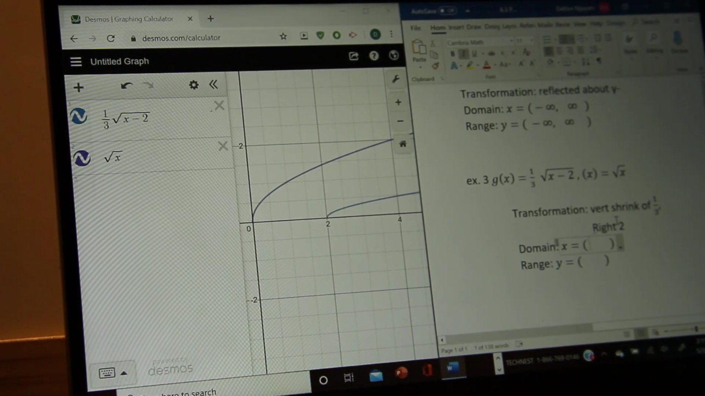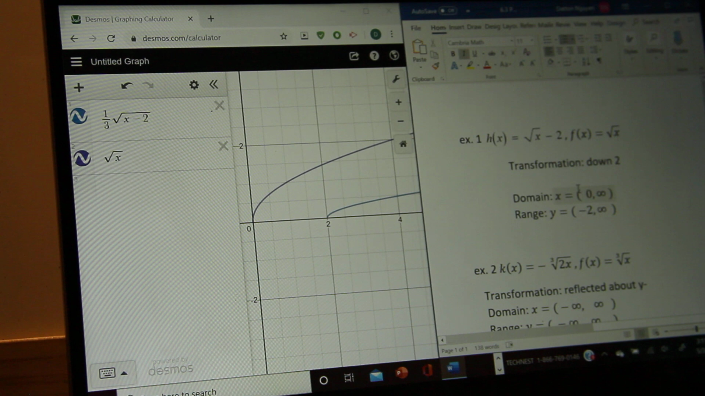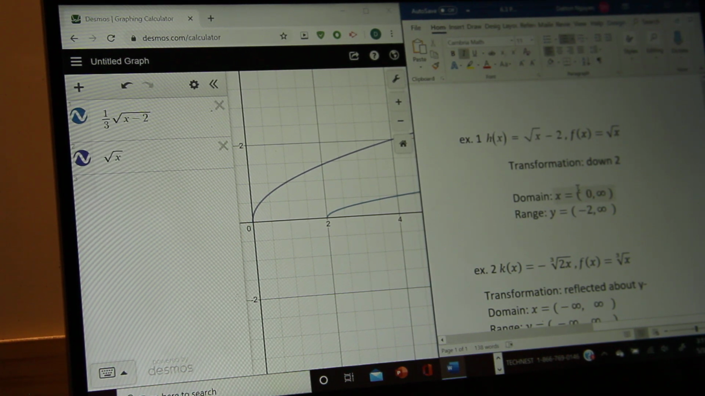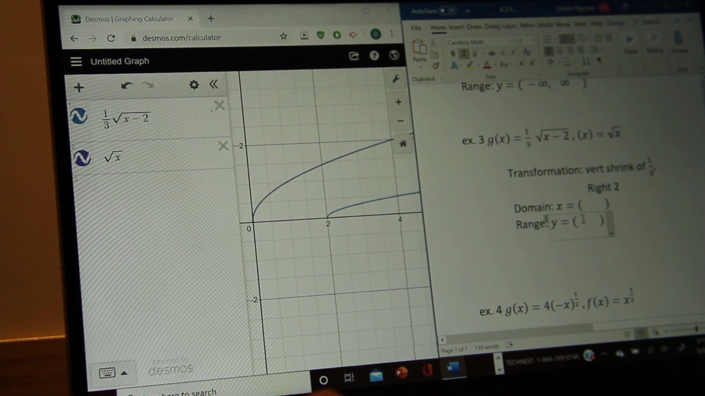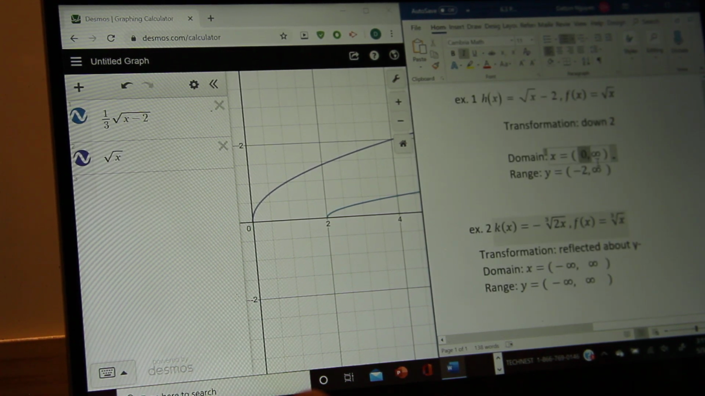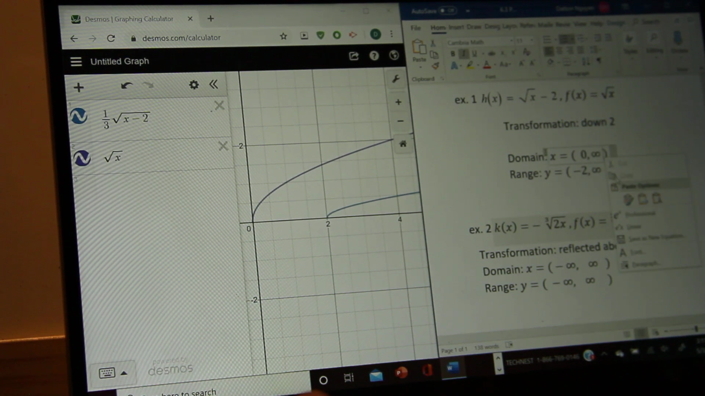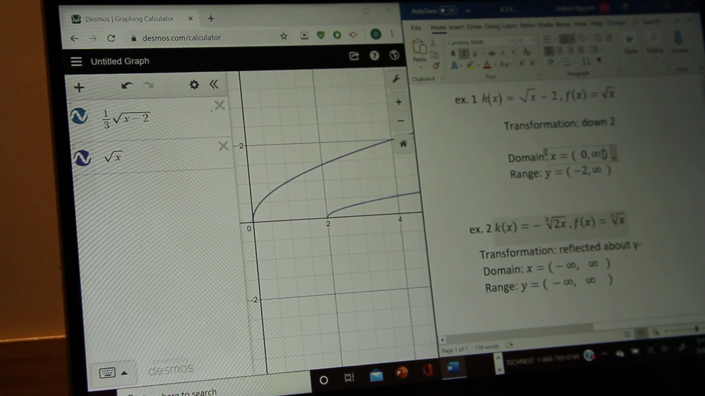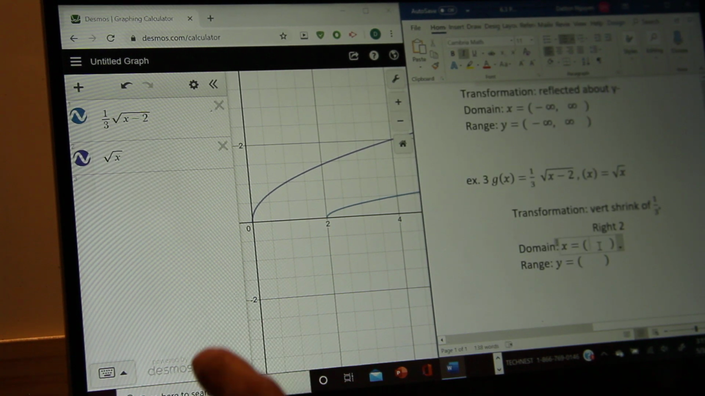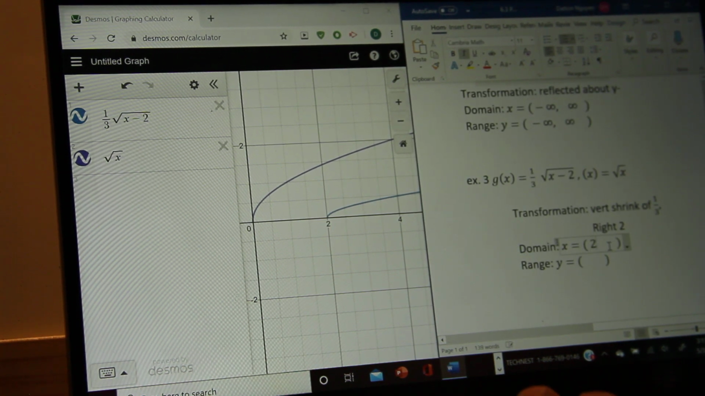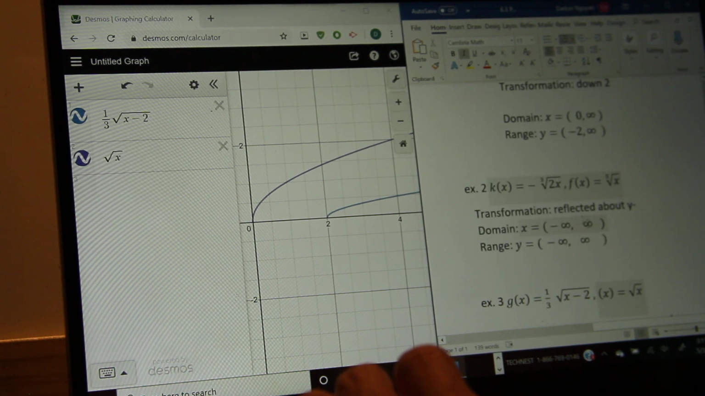The range is the same as this guy, 0 to infinity from example 1. My domain is not the same. Okay? My domain starts now, since it's right 2, it starts at 2, comma, and it goes to infinity.